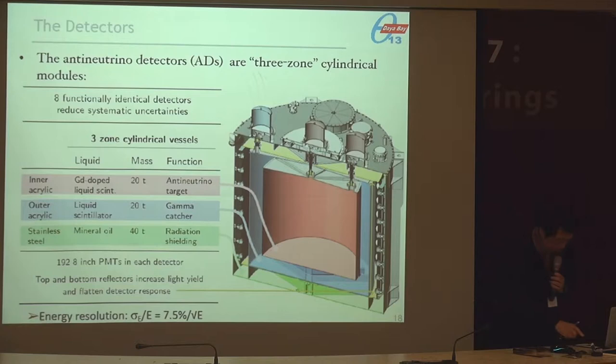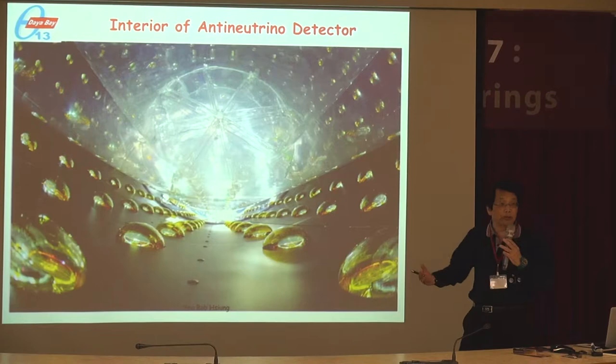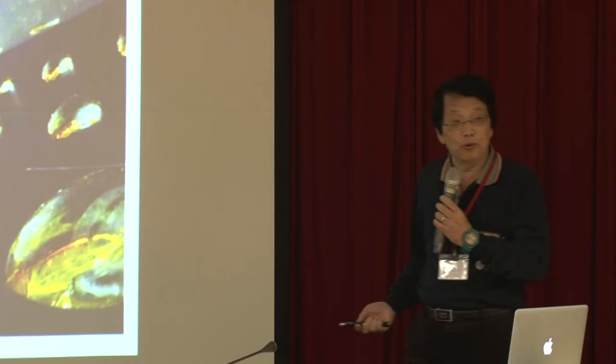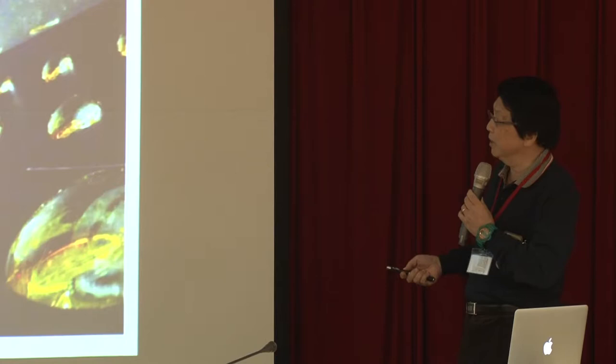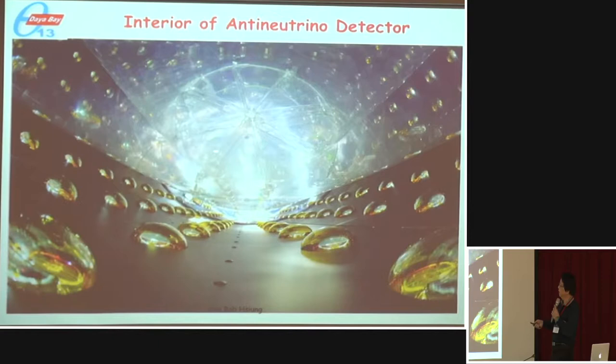So the three concentric volumes are like a Russian doll, and of course quite a technical challenge. This is before we actually fill the liquid scintillator. You can see three volumes. This is the innermost one. This is the 3 meter, 4 meter, and this is the 5 meter, with the 8 inch photo tubes.